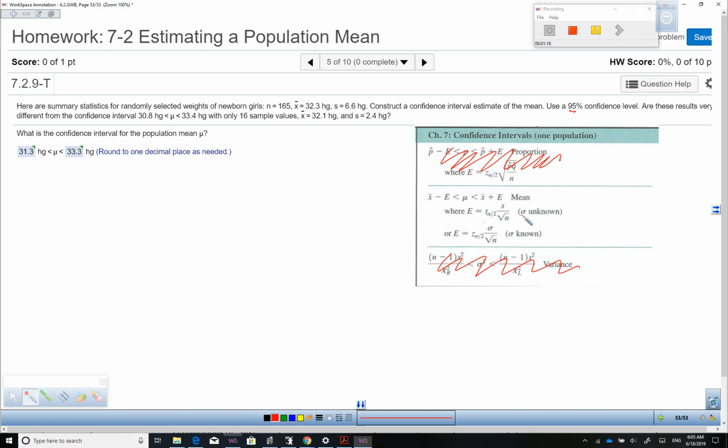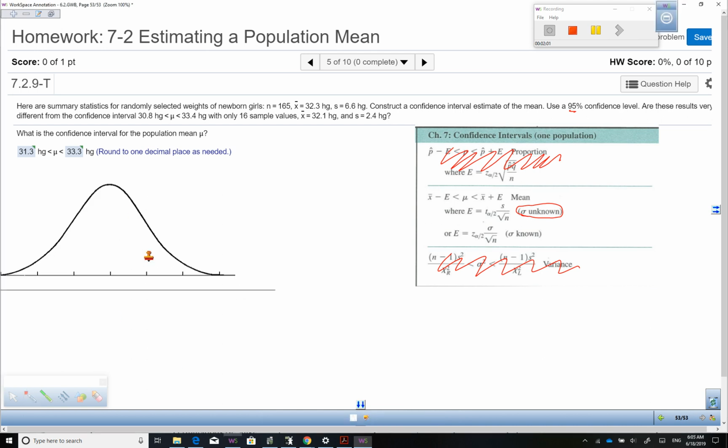The population standard deviation is unknown here. Okay, this is the sample standard deviation. It's not the same. So we're using this formula. For this, I need to find the critical value. The standard deviation of the sample is given, the sample size is given. I need these three elements to find the margin of error. So I can apply this formula to construct the confidence interval estimate of the mean.